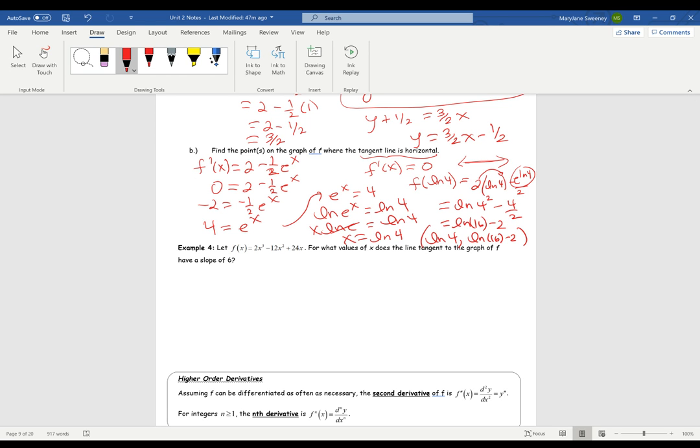Okay, so it says, for what values of x does the line tangent to the graph of f have a slope of 6? Slope of 6 means f prime of x is 6. So when we do f prime of x, we use the power rule, 6x squared minus 24x plus 24. Set that equal to 6. Solve.